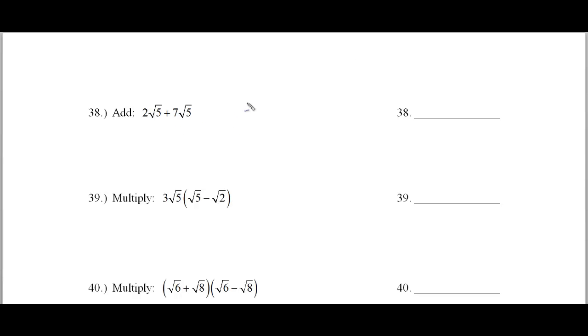One of the cool things that this tests you on is to see what you can and can't do. And there's a property that you can add these similar square roots just like you could add 2x plus 7x, which would be 9x. So 2 square roots of 5 and 7 square roots of 5 is 9 square roots of 5.